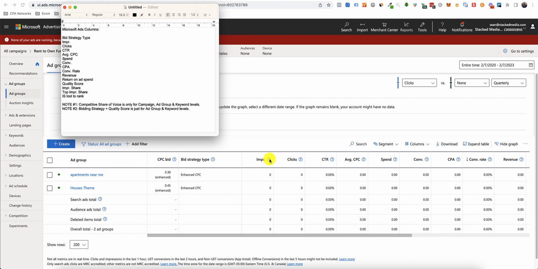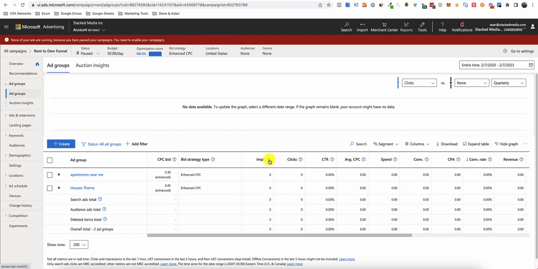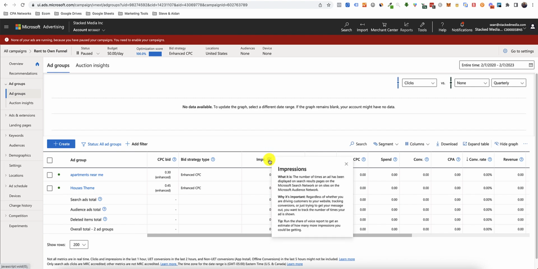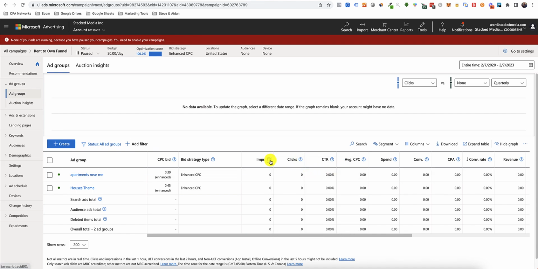Impressions is the amount of times your ad is shown. So if somebody types in cheap apartments near me and your ad shows up on Microsoft, that is an impression. And if you ever don't know what any of these mean, you can always hover over the question box here and it'll tell you what it is, okay? A click is a click. So your ad might show up on Microsoft, but when it gets clicked, that will show here. The click-through rate is simply the amount of clicks divided by impressions. So if I have 100 impressions and 10 clicks, my CTR will be 10%.